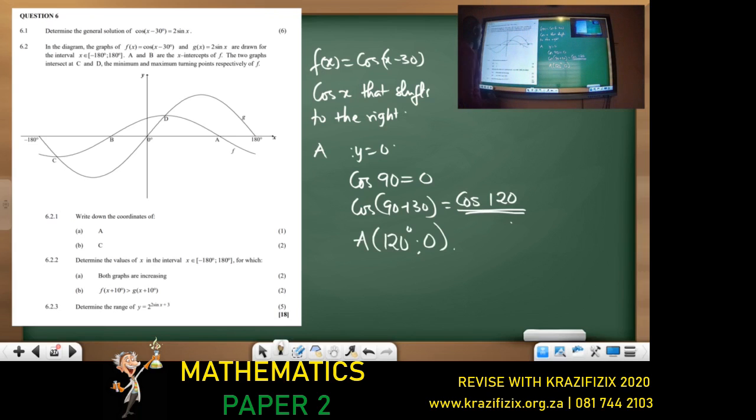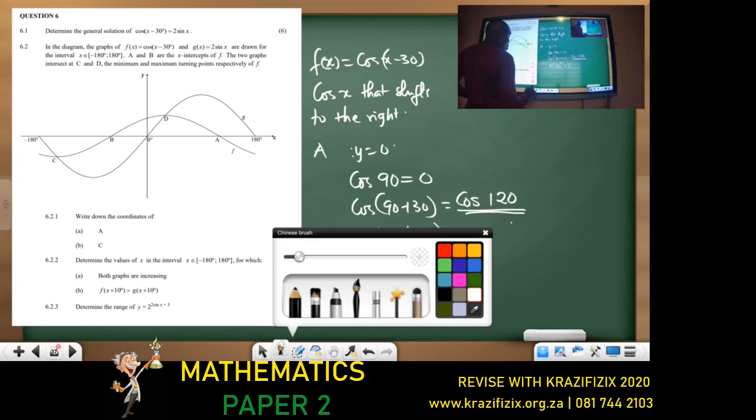Alright, beautiful. Coordinate of C, where is C? Oh, right there on the left. Now, that is a point where they intersect. Don't forget, your graph has shifted to the right by how many units? By 30 units. Alright, it means that my amplitude is still the same. For a cos graph, you need to know your cos graph. Let me help you here.